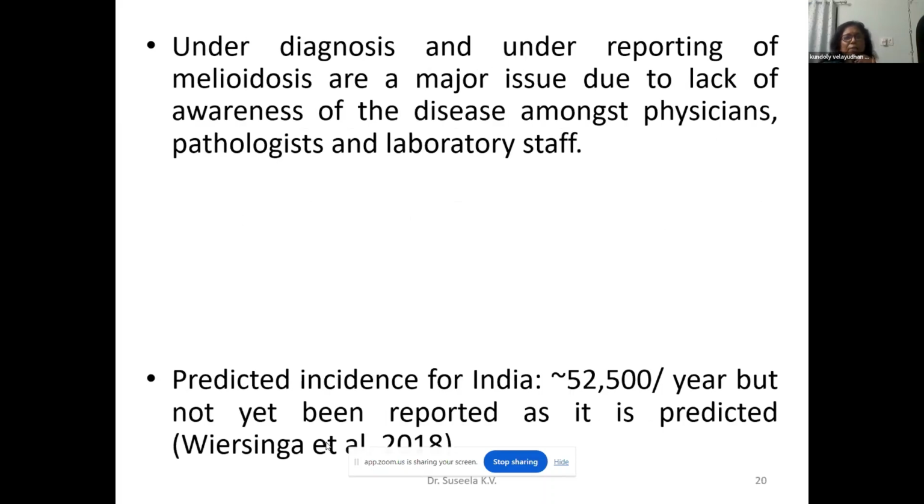So underdiagnosis and underreporting of melioidosis are a major issue due to lack of awareness among physicians, pathologists, and laboratory staff. In India, a prediction study predicts that we should get 52,500 cases per year, but very few are reported. Even worldwide, only up to 1% of melioidosis is reported.